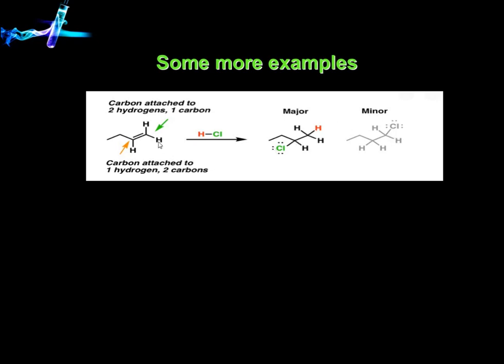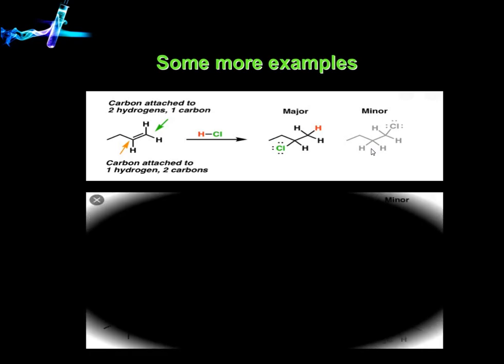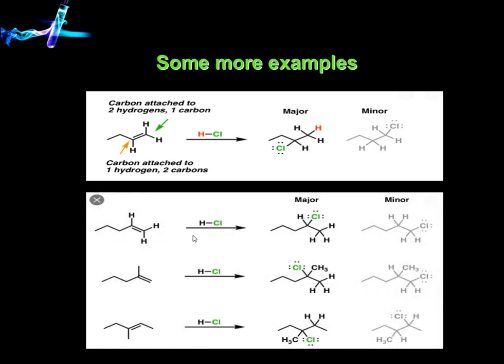The other possibility, where chlorine is attached to the terminal carbon and hydrogen is attached to the middle carbon, is the minor possibility, or minor product, in this case. Some more examples can be shown where you can see a terminal carbon atom holding 2 hydrogens, and this is the carbon having 1 hydrogen only. When HCl is added, chlorine is attached to the carbon atom having fewer hydrogens, and hydrogen is attached to the carbon atom having more hydrogens.